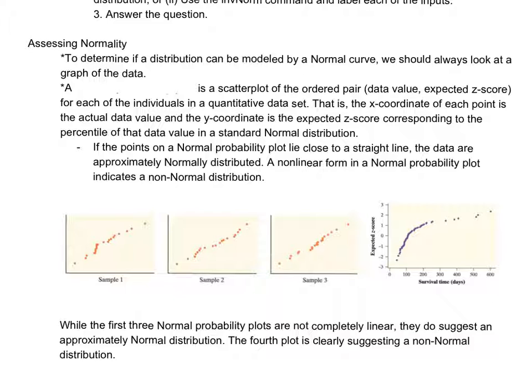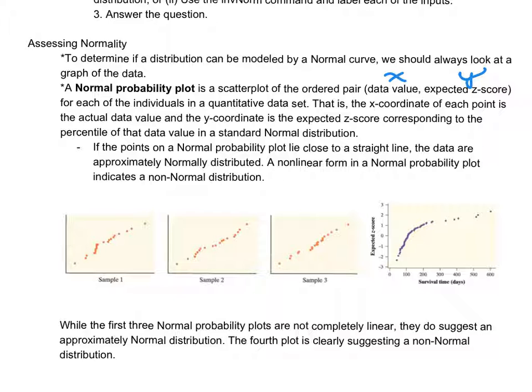Another option is to create a specific display, which is called a normal probability plot. Now, a normal probability plot is a scatter plot of the ordered pair, your data value, and its expected z value. So a scatter plot is kind of like when you plot in algebra, when you have x, y coordinates. So the data value is going to serve like your x coordinate, and the expected z-score serves like your y coordinate. So you're going to have a bunch of points that are being graphed, because they're the points for each of the individuals in the quantitative set. So the x-coordinate, like I said, is the actual data value. The y-coordinate is the expected z-score that corresponds to that particular value, okay?